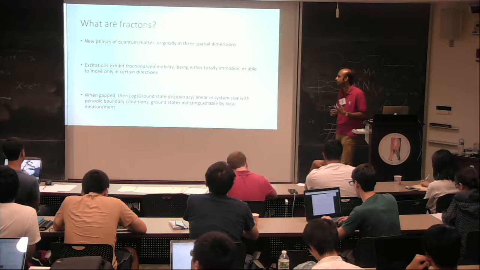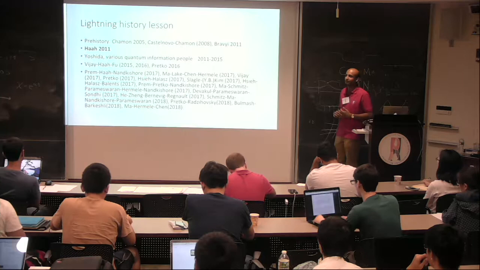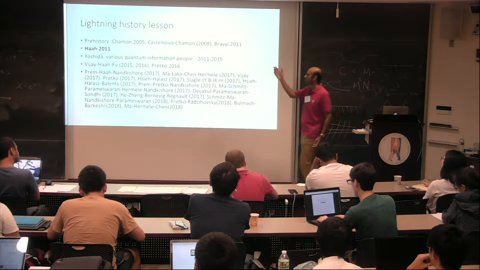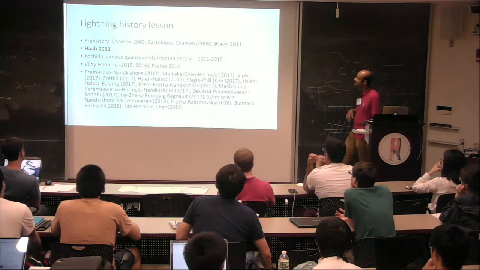There are additional properties regarding ground state degeneracy when the system is gapped. Just a lightning history lesson: the first fracton model was written down by Claudio Chamon in 2005. Subsequent work by Castelnovo, Chamon and Bravyi didn't get much attention until Jeongwan Haah wrote a seminal paper in 2011. Still, the people who paid attention were only in quantum information, and condensed matter people didn't start to pay attention until a handful of papers in 2015 and 2016 by folks at MIT.